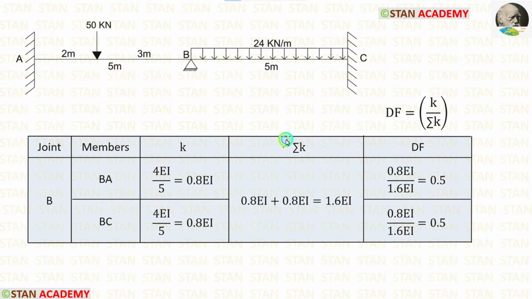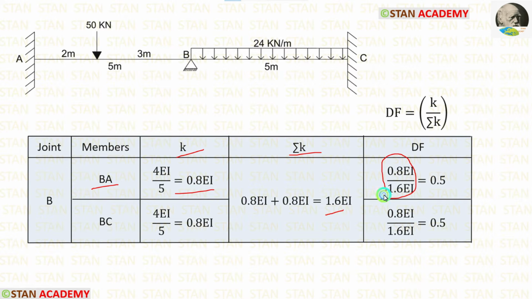Now, let us calculate sigma K, that is the summation of stiffness. We are having two stiffness values. Let us add both of them. After adding, we are getting 1.6 EI. Now, let us calculate the distribution factor. The formula for distribution factor is K upon summation of K. For BA, K is 0.8 EI. Sigma K is 1.6 EI.